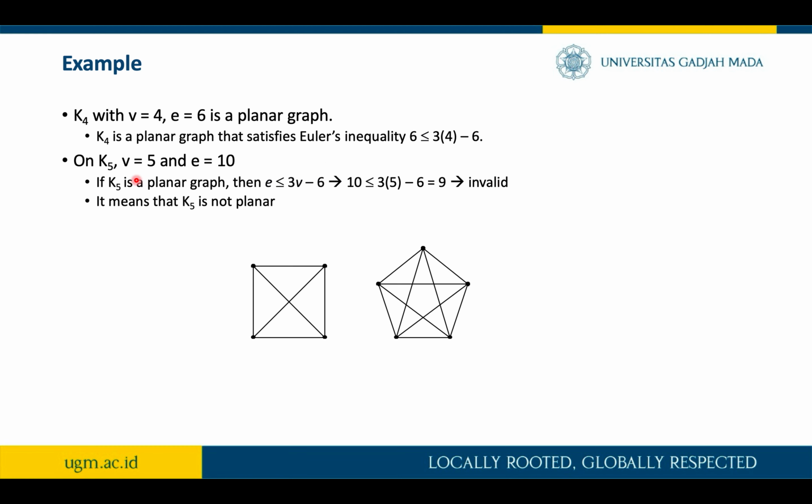But for K5, the number of vertices is 5 and the number of edges is 10. If K5 were a planar graph, then E is 10 and V is 5, so 10 is less than or equal to 3 times 5 minus 6, which is 9. So 10 is less than or equal to 9, and this is incorrect. It means that K5 is not planar.